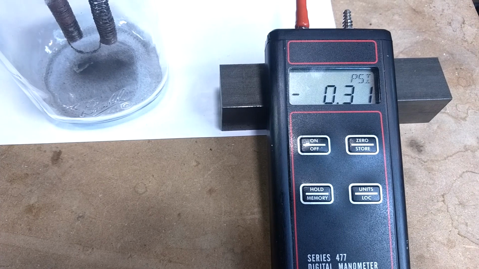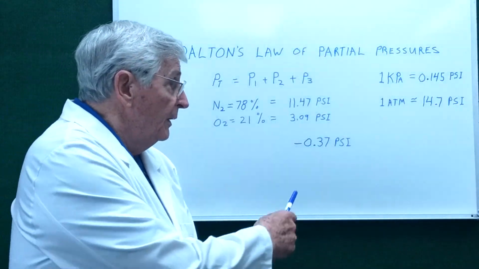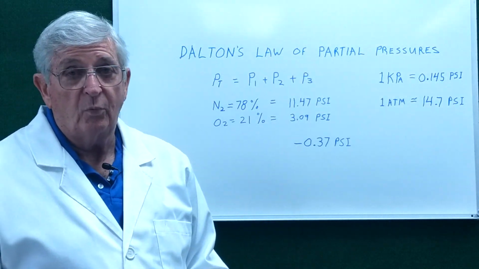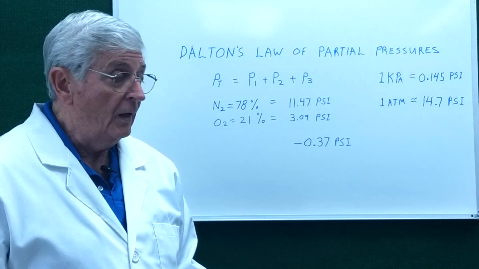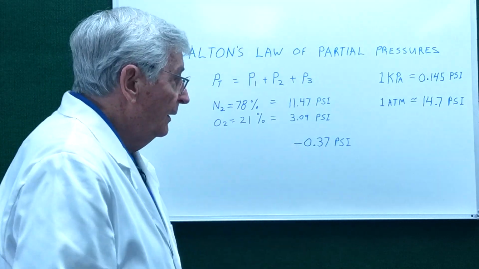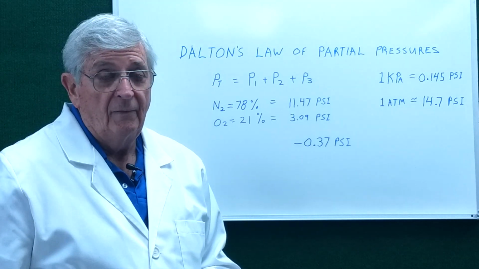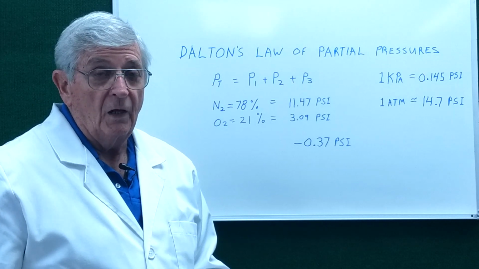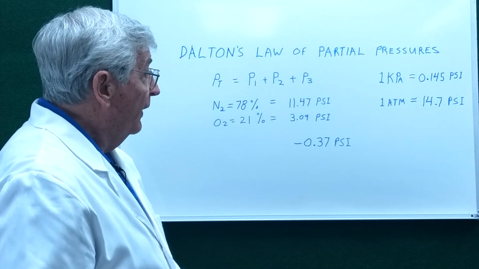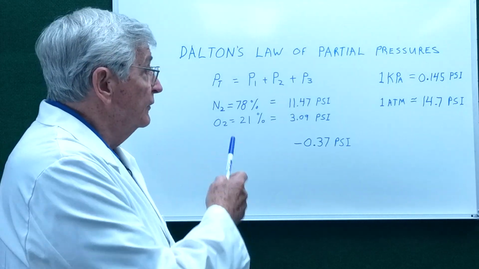So I went back several hours later, and found we had reached a negative 0.37 psi. So this means we used up approximately 10% of the oxygen in the jar to oxidize the copper. So that's my demonstration of Dalton's law.